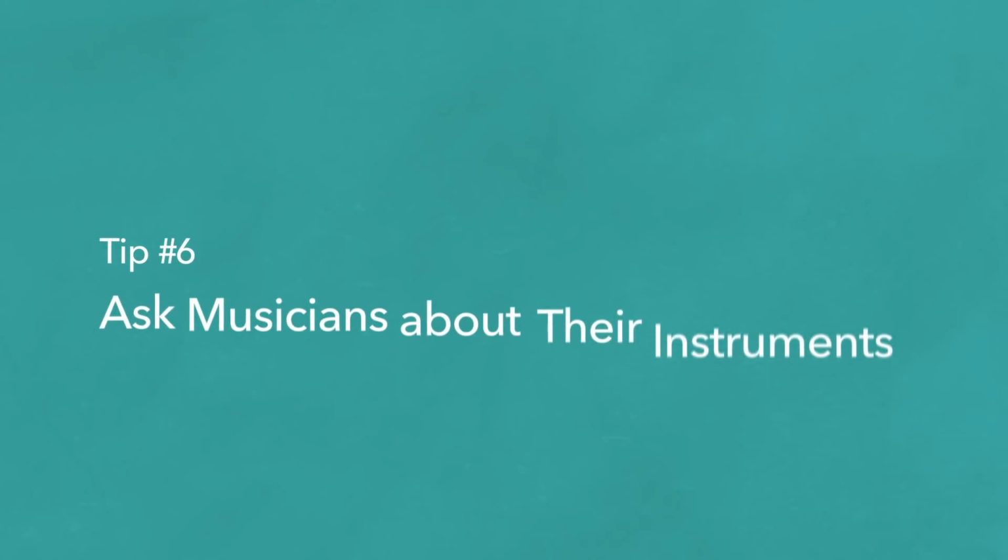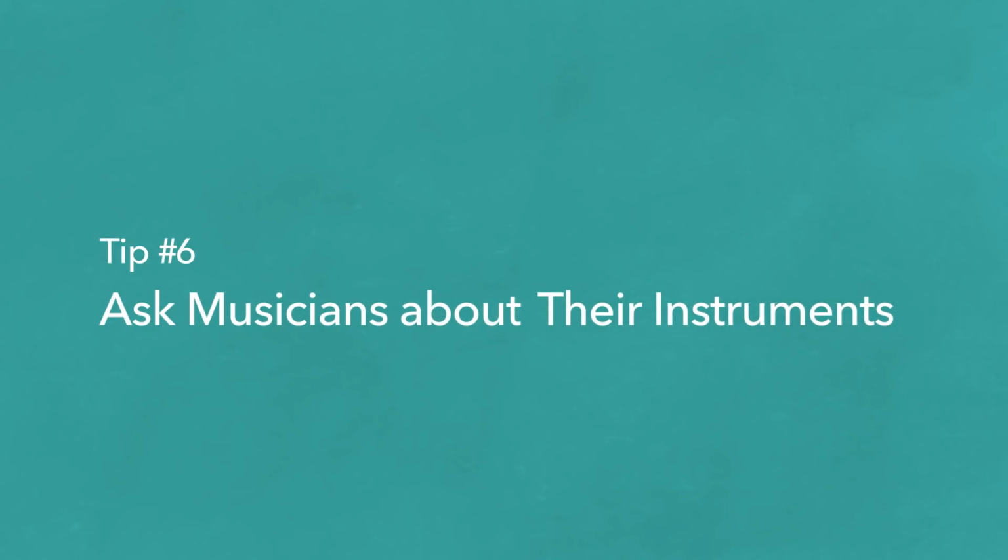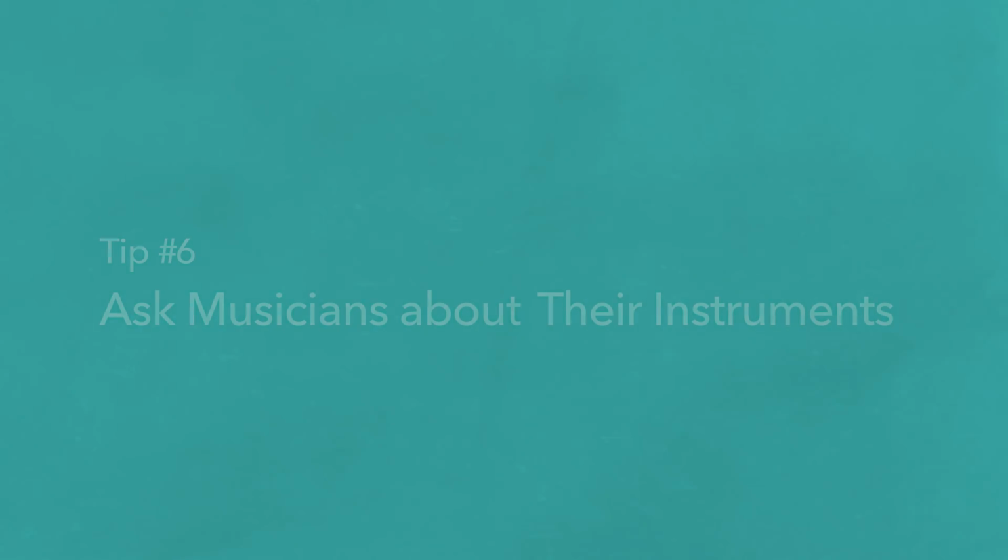Tip number 6, ask musicians about their instruments. Most musicians get really excited to talk about their instruments. If you want to learn something about the violin, find a violinist and ask them how it works. How does it produce sound? How do they play a harmonic? How do they play pizzicato? How do they play with the bow? We can learn a lot about orchestration by simply asking musicians about their instruments.